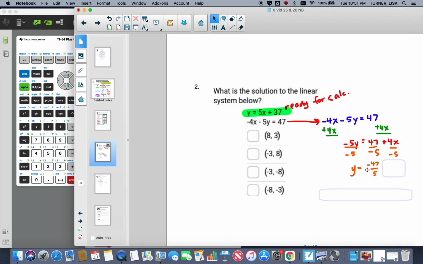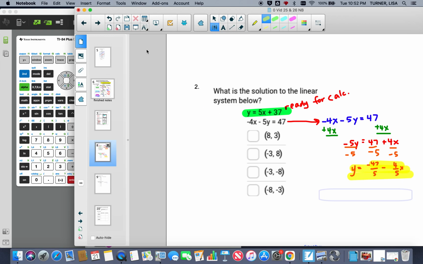Negative with the 47 or just out in front. And then 4 divided by 5 does not reduce either, so that's minus 4/5 x. So there's our second equation. So now we are ready to put these in the calculator.